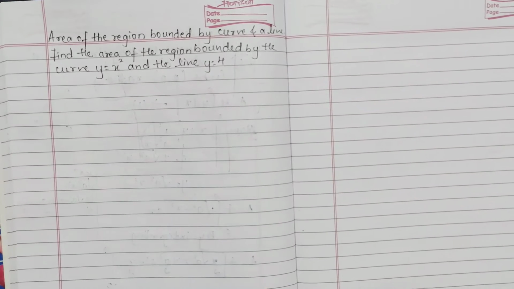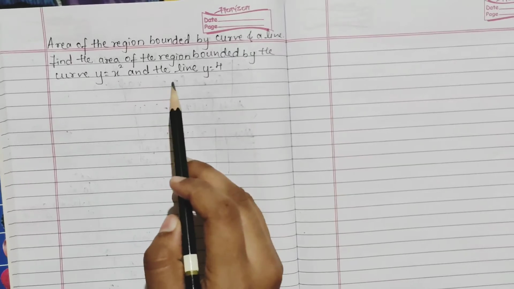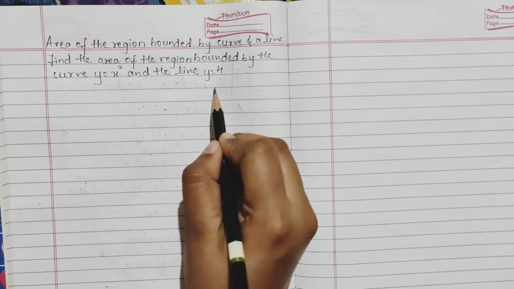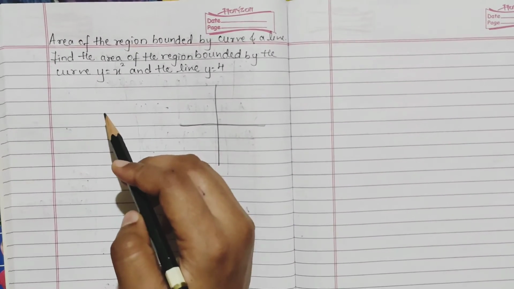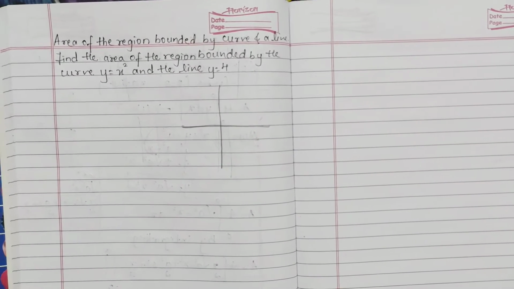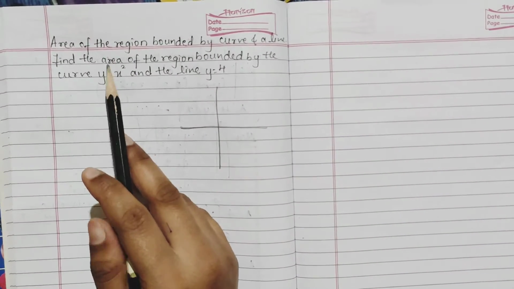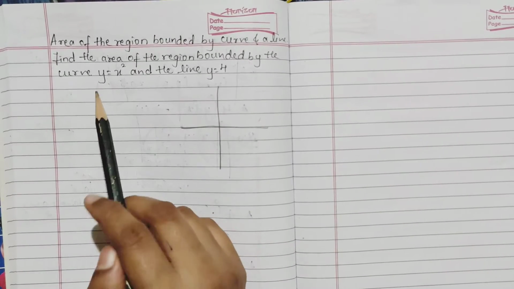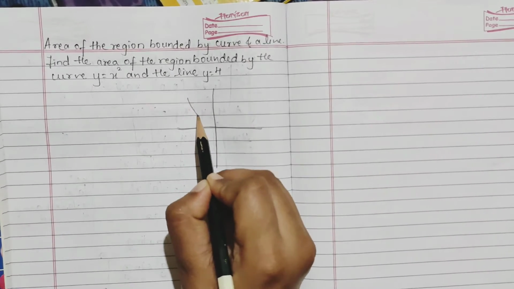Find the area of a region bounded by the curve y is equal to x square and the line y is equal to 4. Now we'll draw it. y is equal to x square comes under a parabola, right? If you don't understand whether it is a parabola or not, remember that x square has two points, positive and negative. But you have to see here y comes under positive.